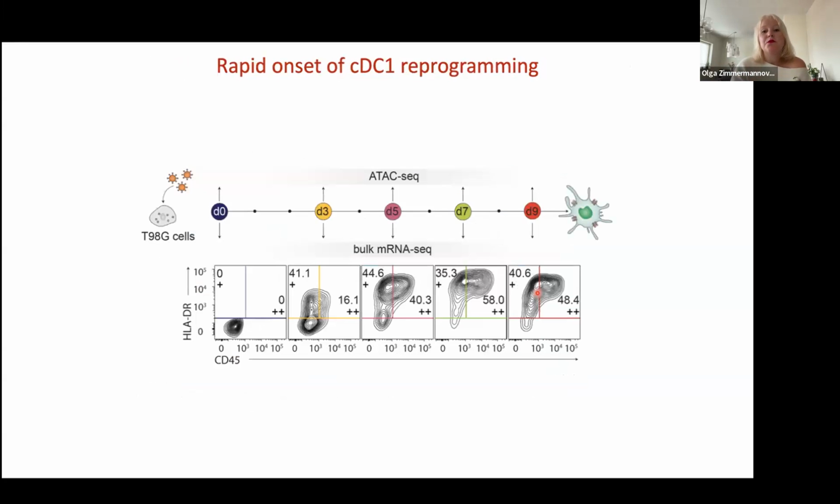During our initial experiments, we also noticed that reprogramming to the cDC1 is actually a very fast process. First, we are able to detect reprogrammed populations already at day 3 of the reprogramming, and then this population just becomes bigger towards the later time points. So to be able to say something more about the dynamics of the process, we sorted these partially and completely reprogrammed populations along the time course, and then we subjected them to analysis with ATAC sequencing and mRNA sequencing.